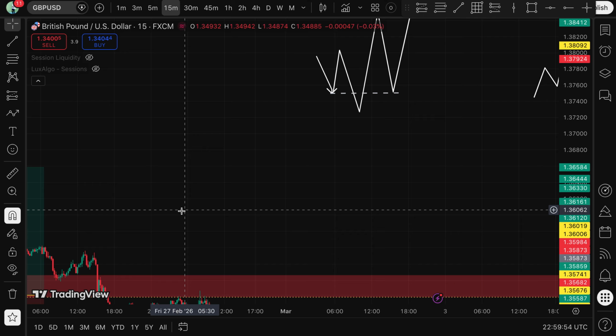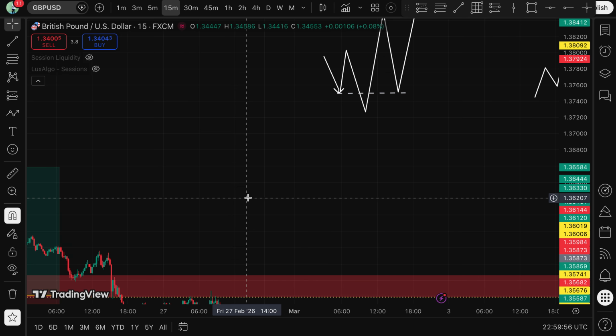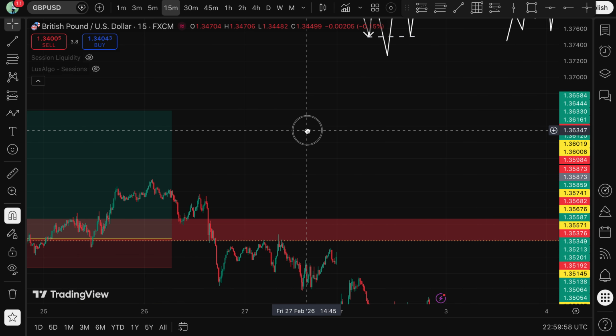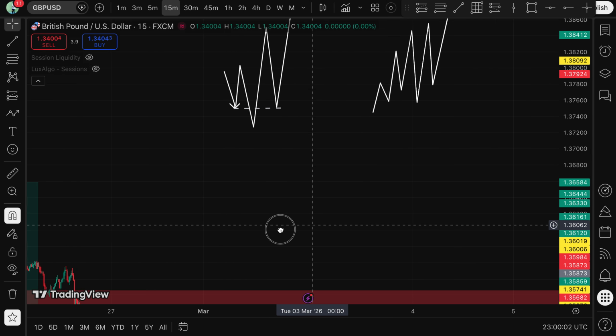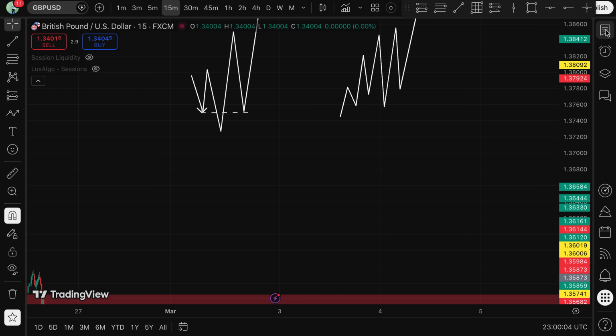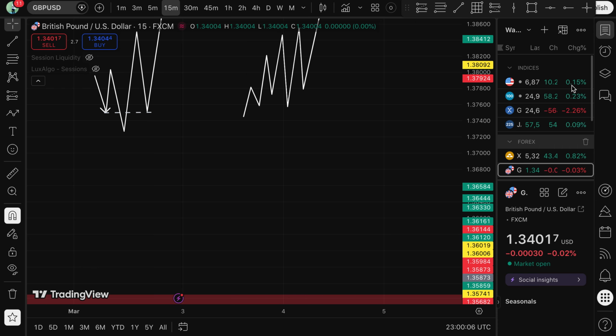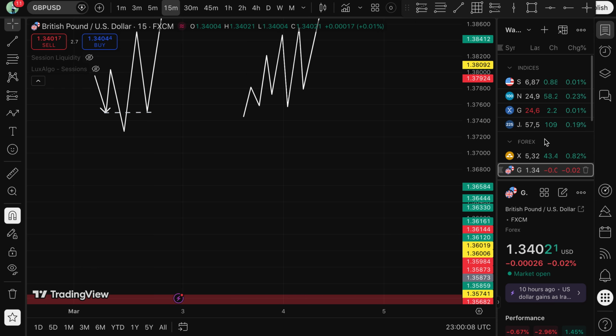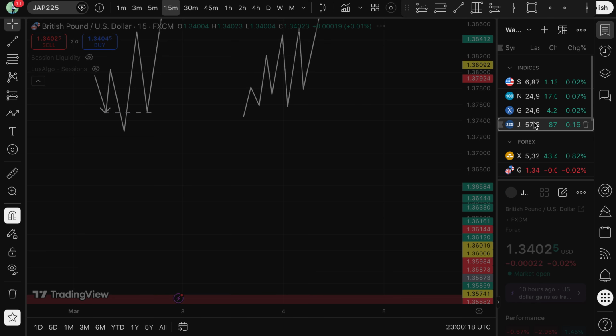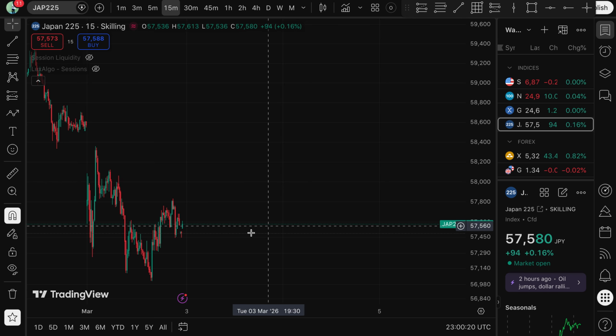So let me just give a quick example of it from the market. Currently I took a trade on NAS 100 using this pattern, and I actually have another trade I'm looking out for on Japan 225. Let me show you the trade I'm looking at on Japan 225.